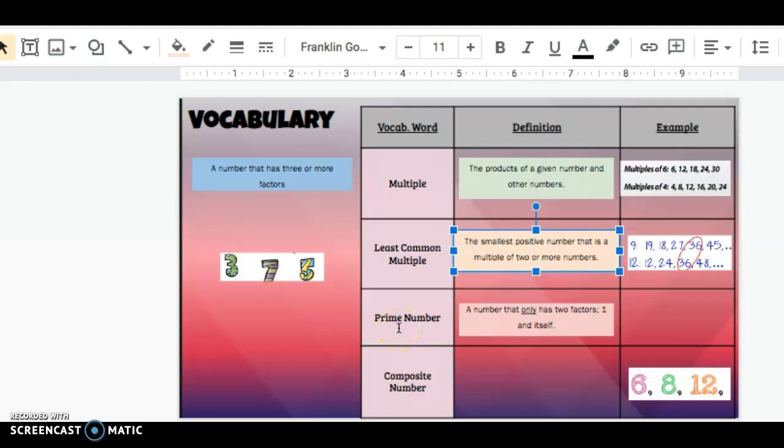Then you have prime number. Prime number is like your prime time, like your prime thing. It's perfect. There's only one of a kind of it. It's a number that only has 2 factors, one and itself. So it's only one of a kind, meaning 1 and that number you're looking at goes into it when you multiply. So for instance, if I were to say 2, 2 is a prime number because 2 times 1 is 2. There is no other number out there that you can multiply with another number to get 2. So that's a prime number.